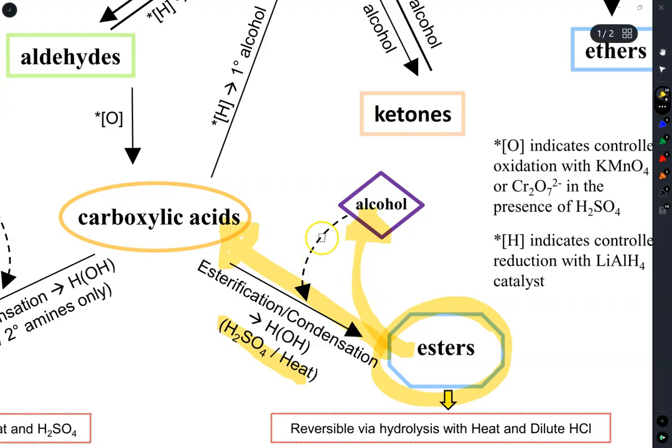The reason why I don't show this explicitly with arrows on my diagram is because it would just get too messy and crowded in here. So I just wrote down this little note: reversible via hydrolysis with heat and dilute hydrochloric acid.